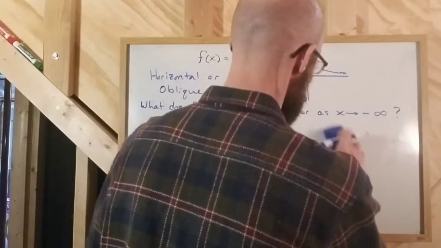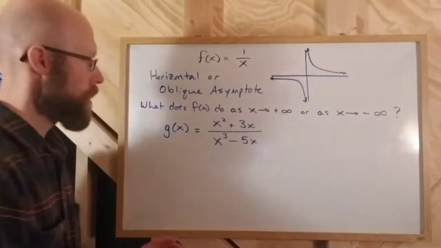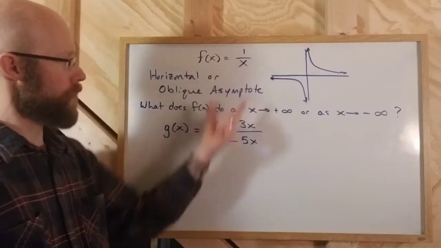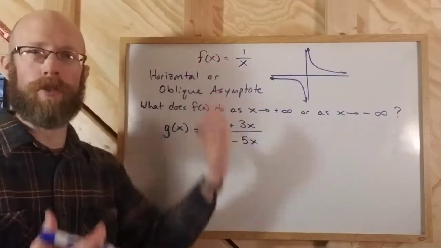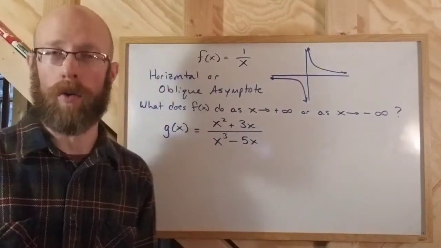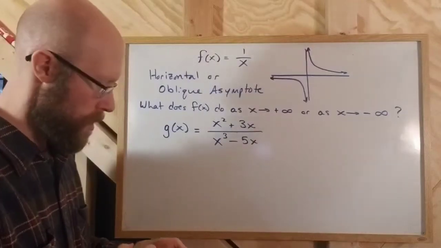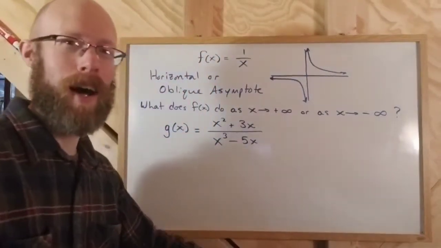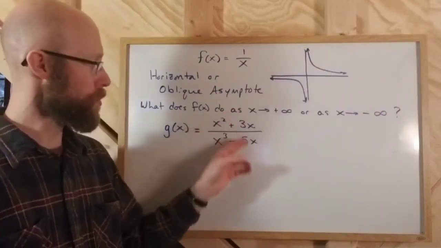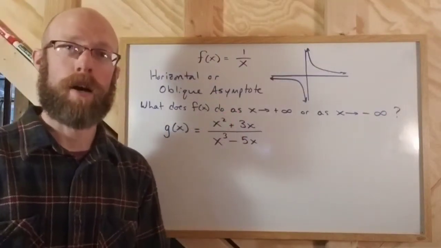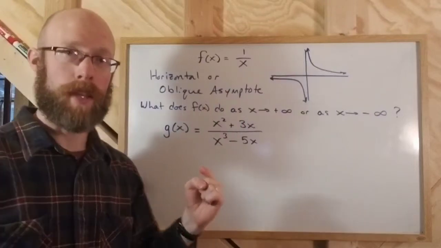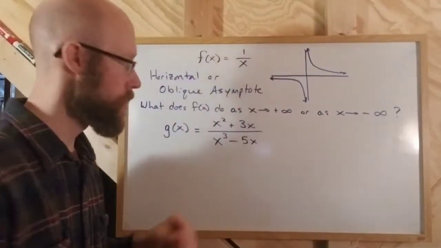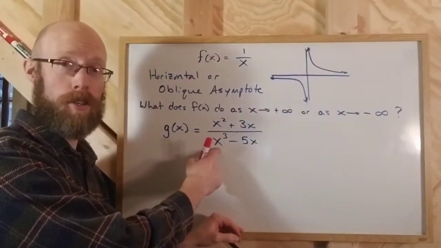All right, so how do I turn each of these terms into a 1 over x or 1 over x to a power? Well, the answer to that is very tricky. You're going to multiply both the top and the bottom by 1 over the largest power of x. The largest power of x is x cubed here.